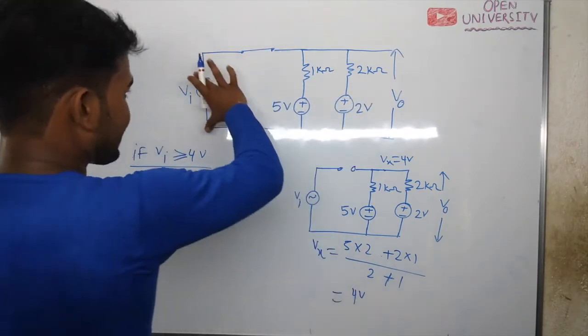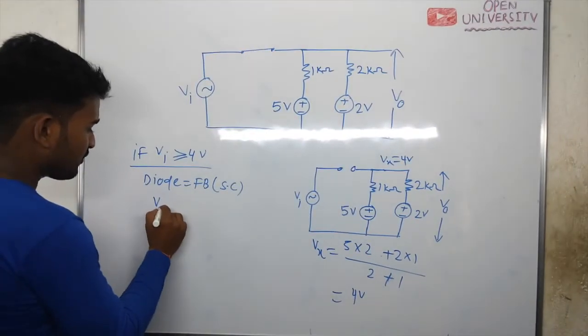What will be the output voltage? The entire input voltage will be available at the output. So V0 equals Vi.